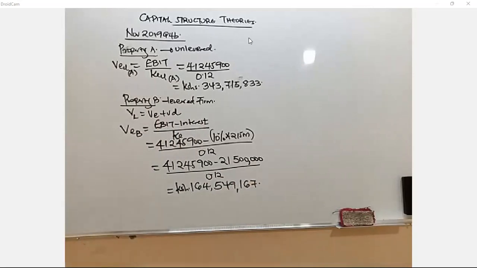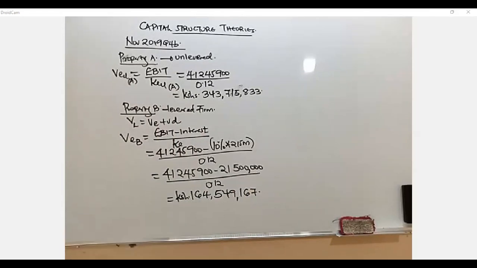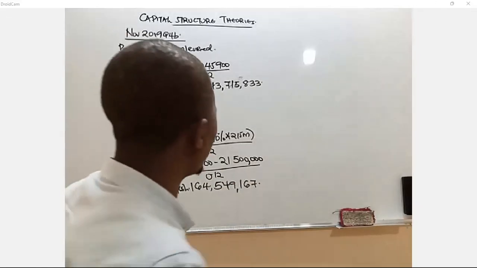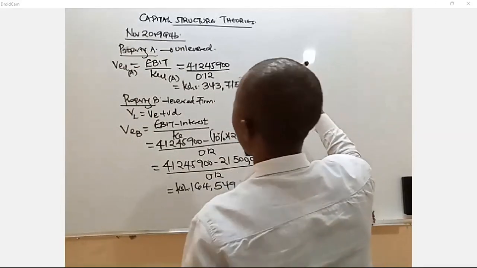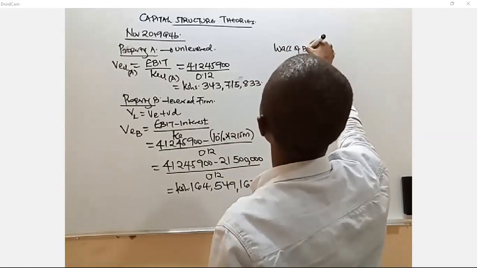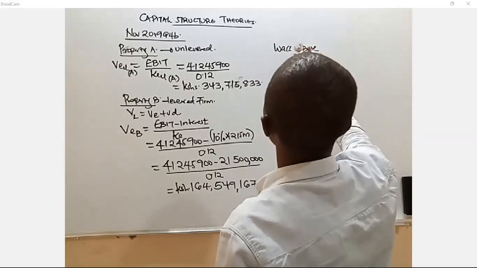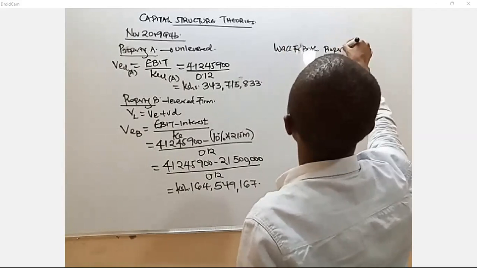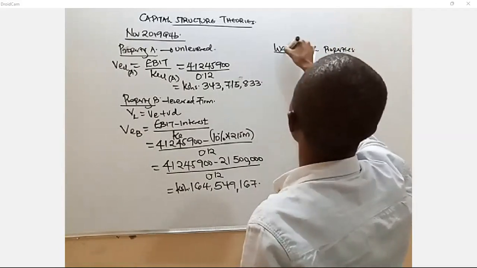Now, what if the examiner was asking us to compute the WACC? I don't think it is a requirement in the question. We were computing the current value of each property using the net income approach. But let me talk about what if we were told to calculate the WACC for both properties.